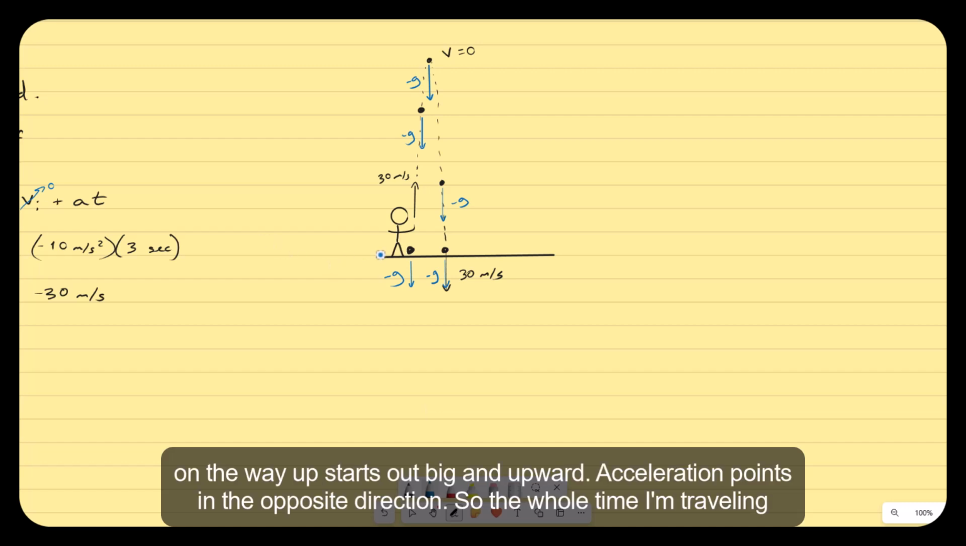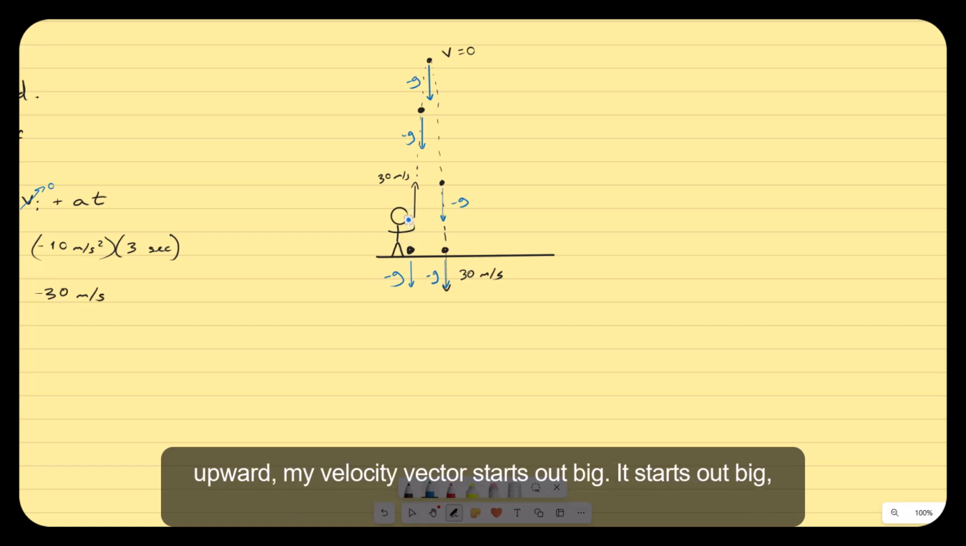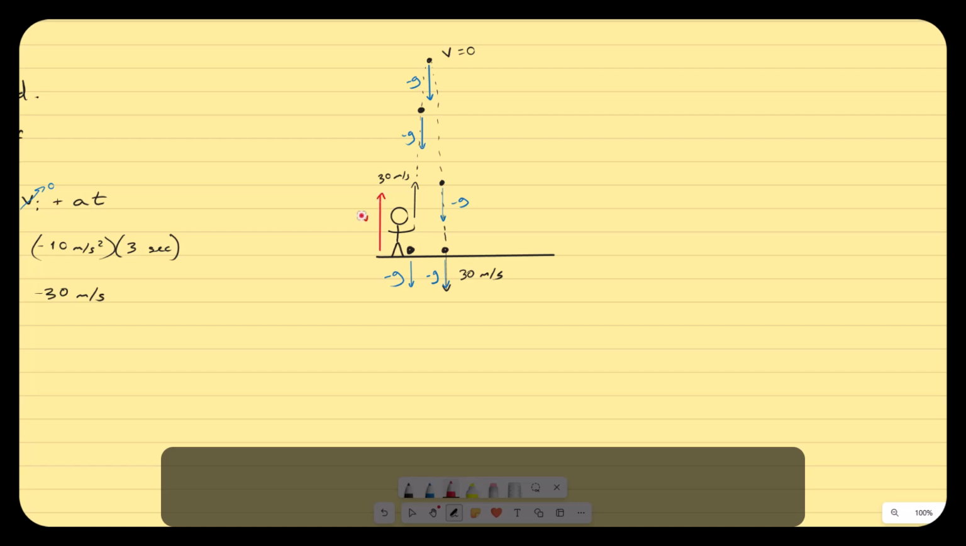My velocity vector on the way up starts out big and upward. Acceleration points in the opposite direction, so the whole time I'm traveling upward, my velocity vector starts out big, gets smaller, comes to a stop, gets bigger, bigger. My acceleration vector is constant.